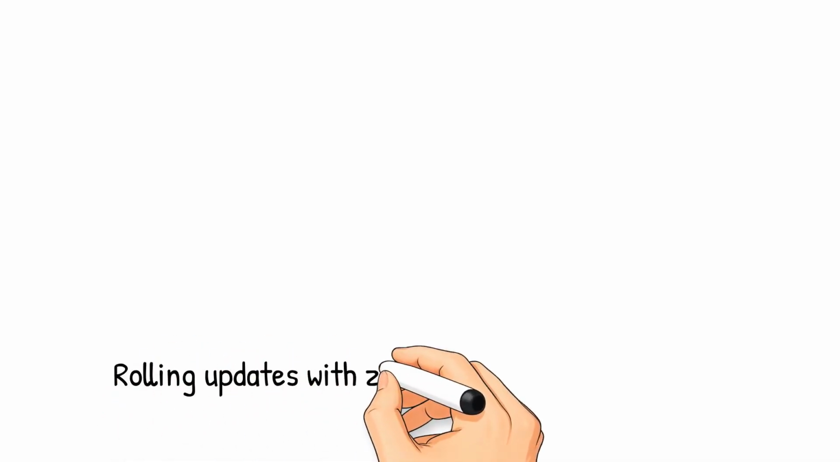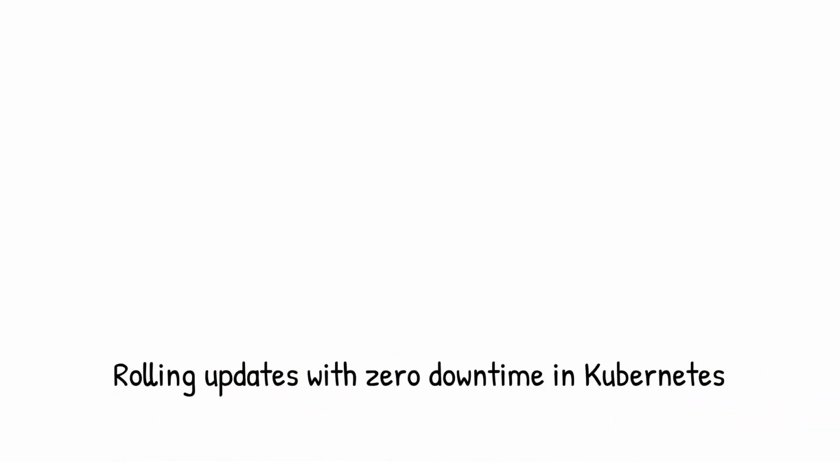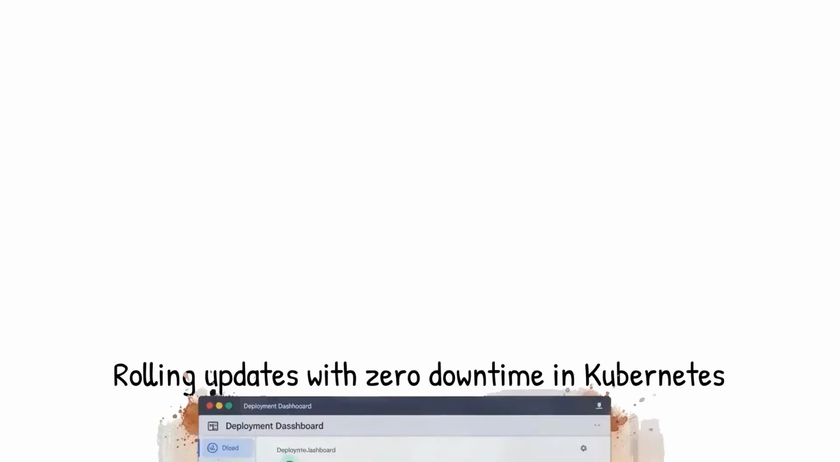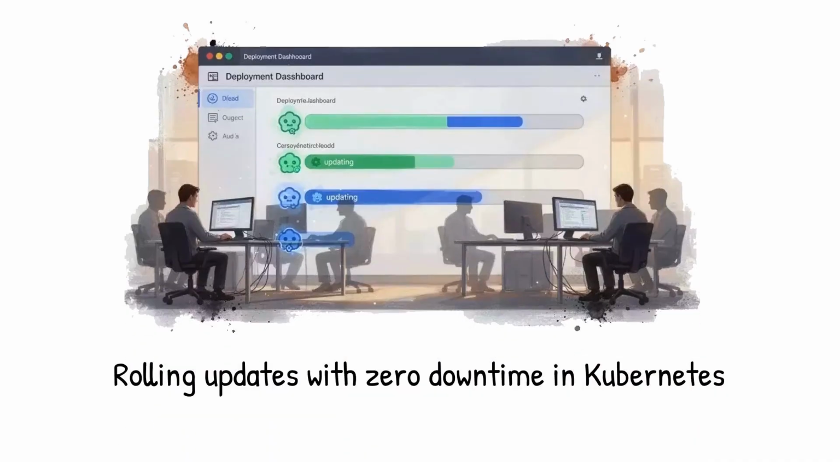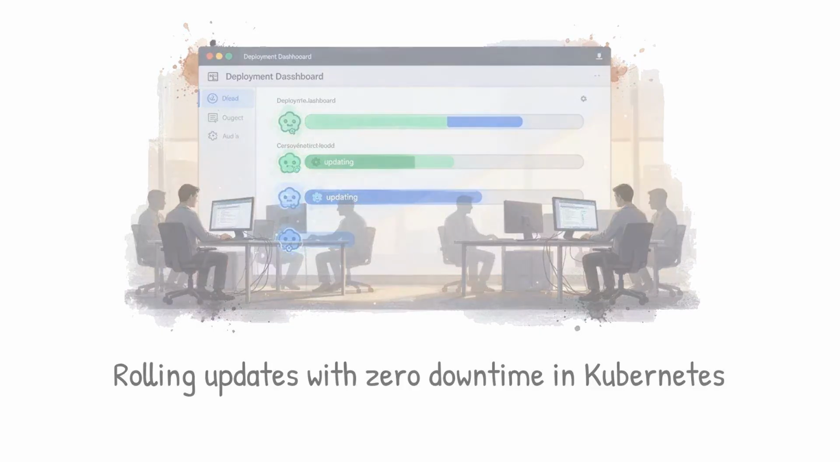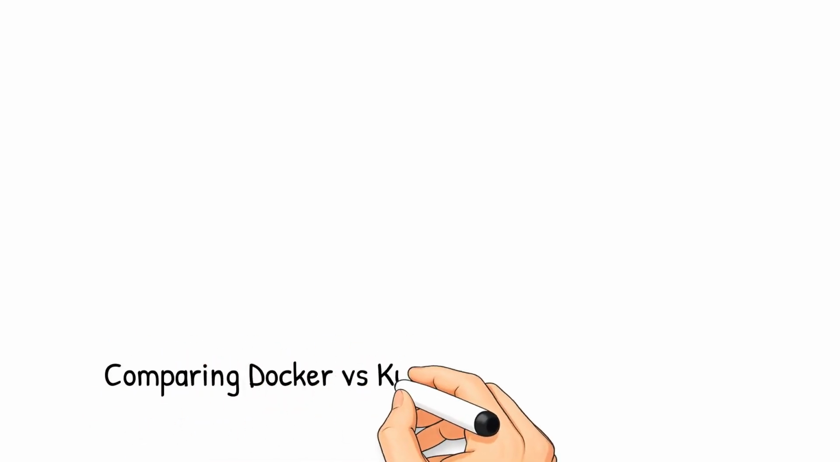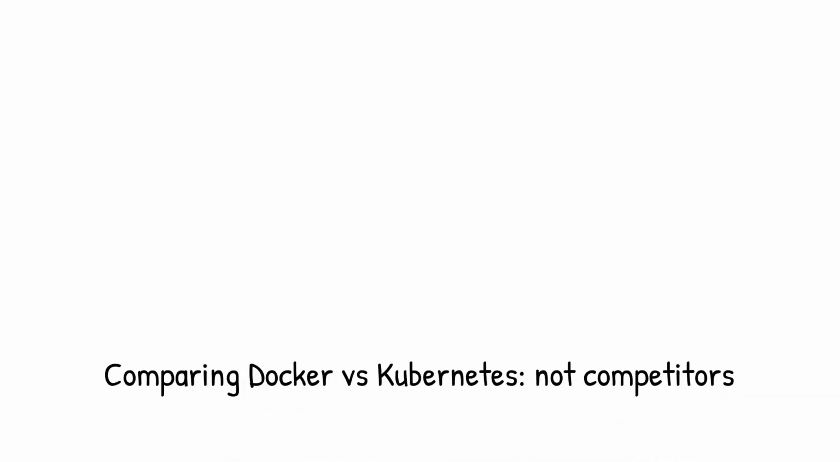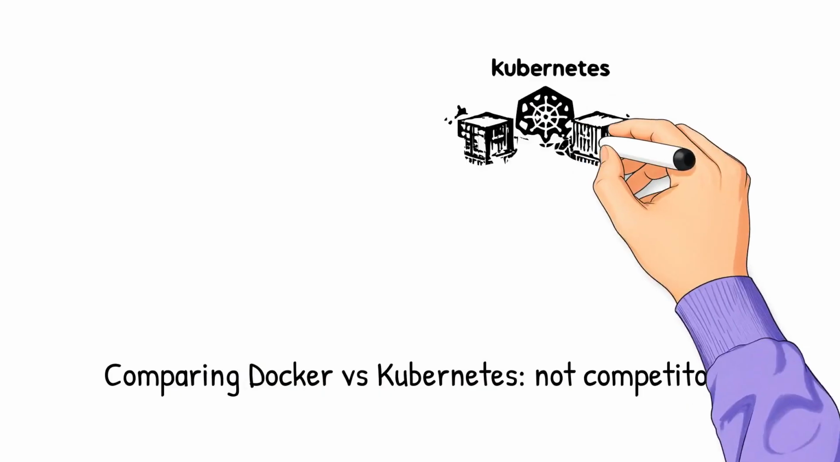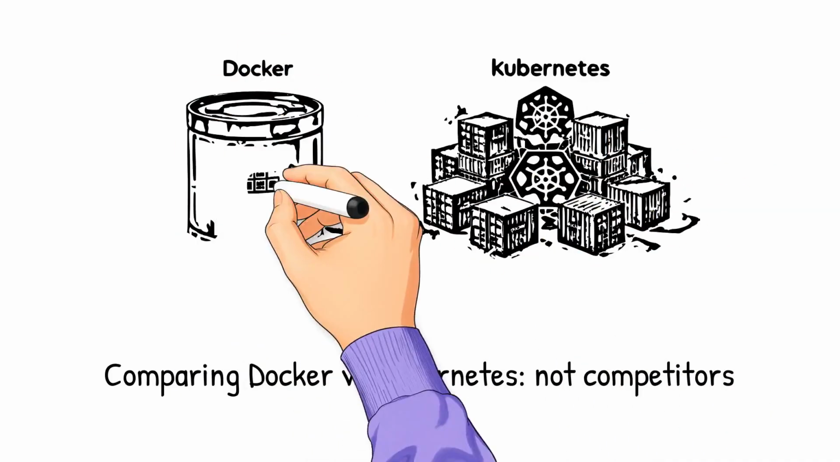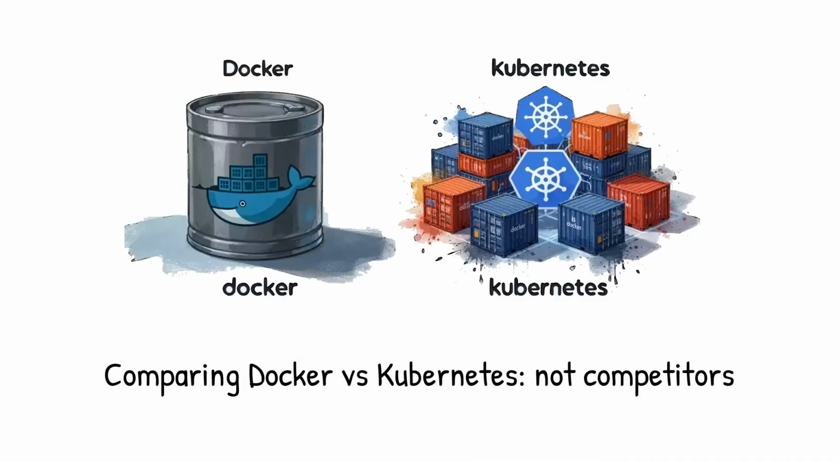Rolling updates. You ship a new version with zero downtime. Kubernetes swaps pods one at a time, and if something breaks, it rolls back. Your users never even notice. So let's put them side by side. They are not competitors, they work together. Docker is about a single container. Kubernetes is about running many of them in production.